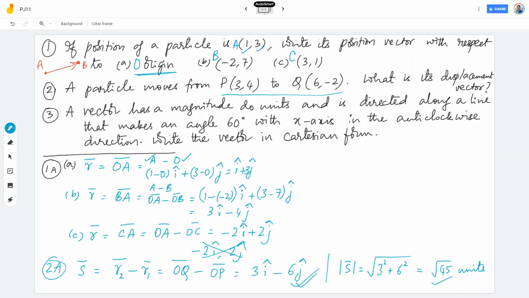Nagarjuna asks, sir, how is OQ bar minus OP bar equal to 3 I cap minus 6 J cap? OQ minus OP, point Q minus point P: 6 minus 3 is 3, minus 2 minus 4 is minus 6.